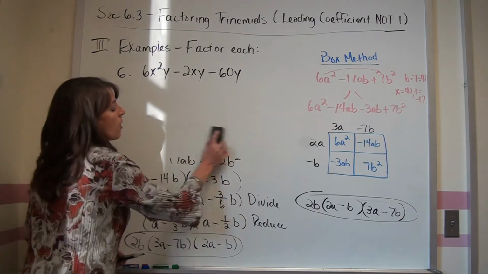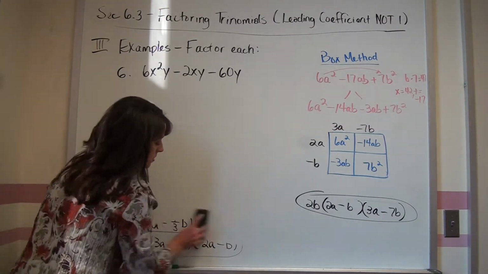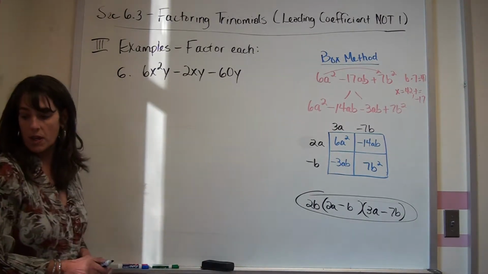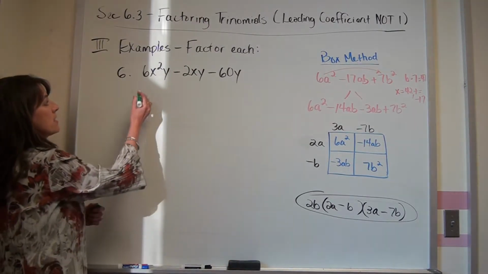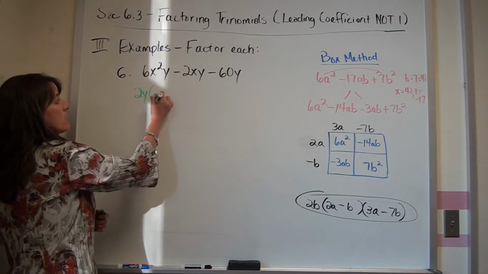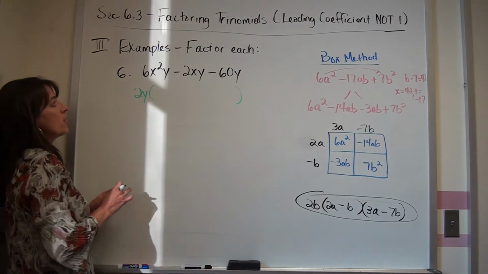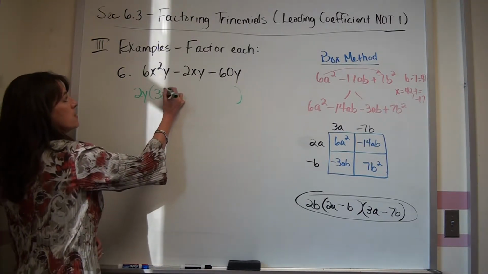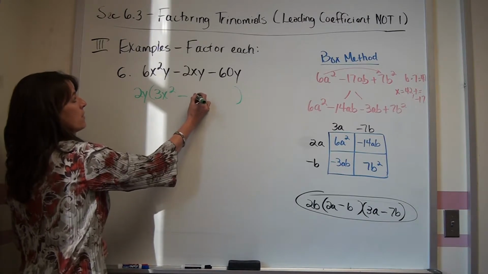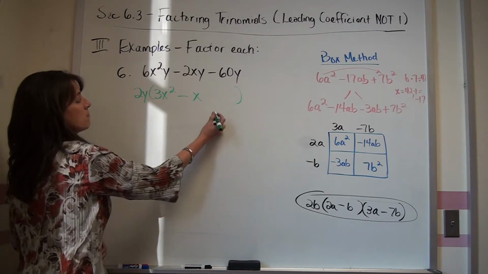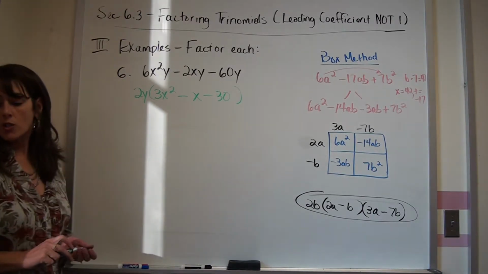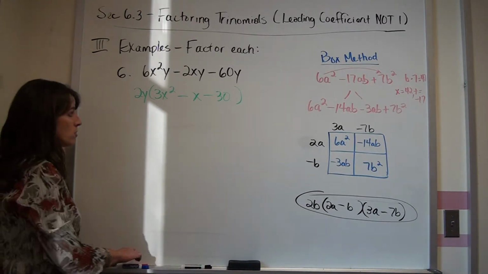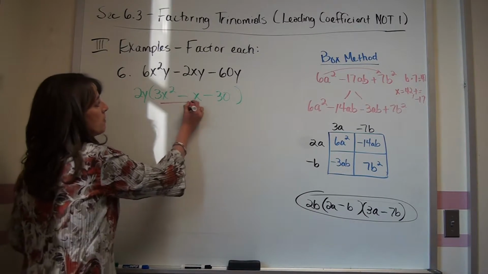So remember, you always start with, is there something common to each and every term that you can divide out? And there certainly is in this case. I can divide a 2 and a y out of every single term. When I do, I'm left with a 3x squared, here I'm left with a negative x, and here I'm left with a negative 30. So at this point, I'm going to try to split this up.